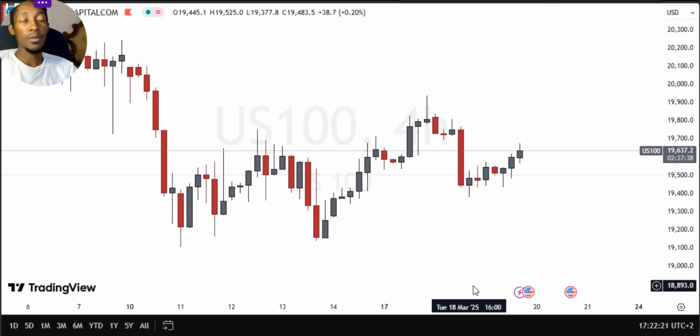4 to 5 moves with CRT, and we all know that CRT, like the CRT PO3, doesn't happen every day, but once you mix it with the inside bar, that's how you catch beautiful entries 4 times a week. You understand? So let's get into it.